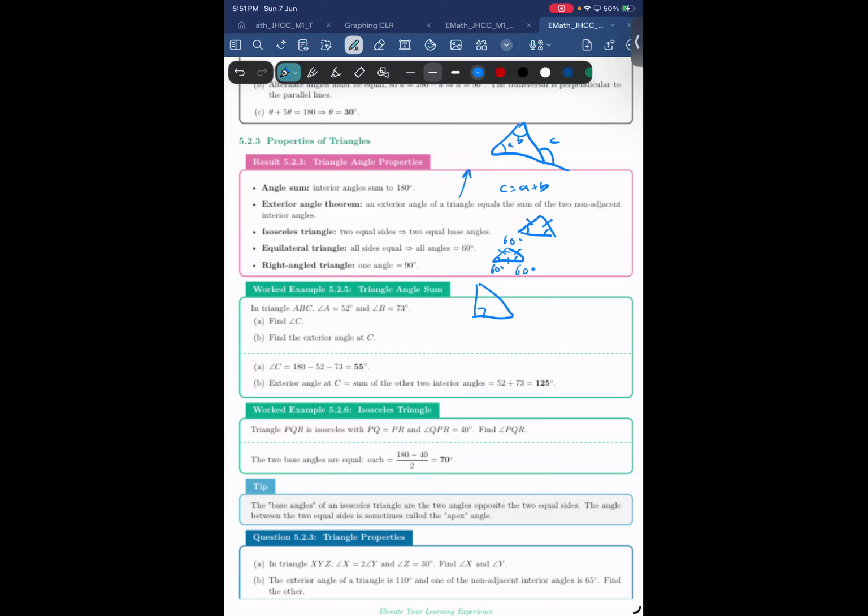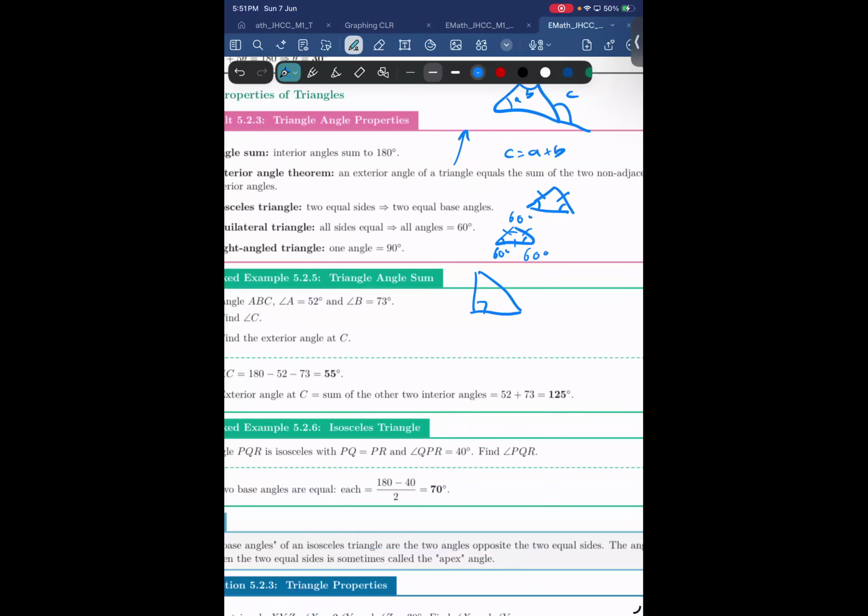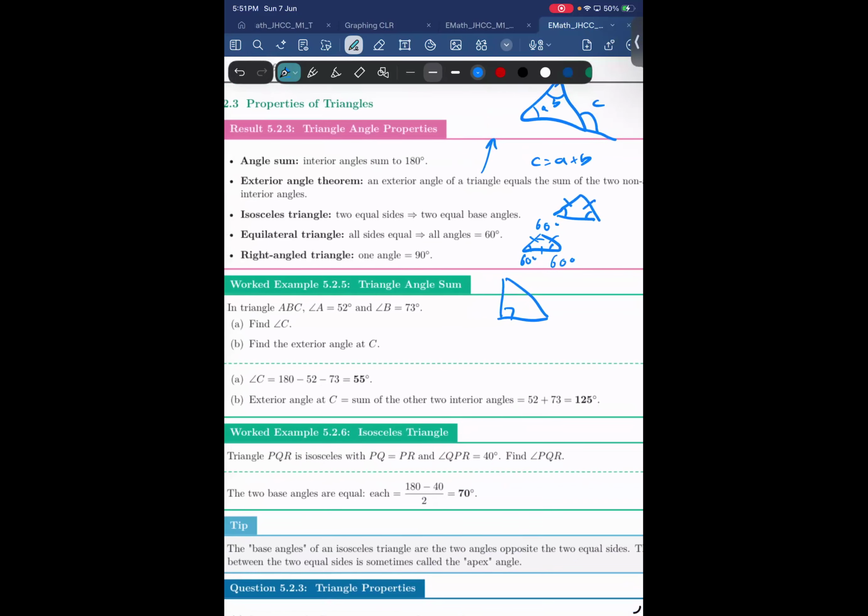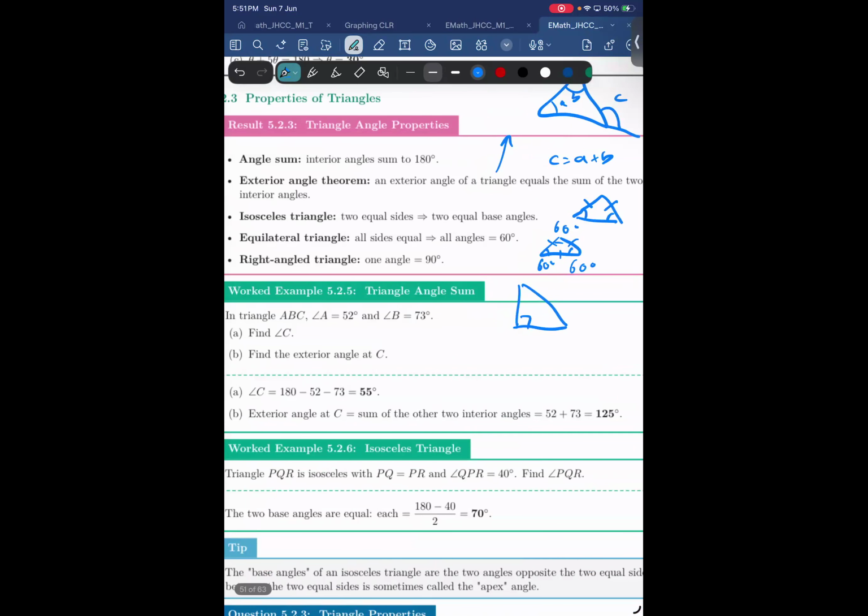Example: in triangle ABC, angle A is 52 degrees and angle B is 73 degrees. Find angle C. What this means, with this kind of notation, usually you see angle ABC, angle ABD and so on. If I draw a triangle like this, I just anyhow draw, I don't know the shape of it. Angle A means this angle has 52 degrees, angle B is 73. Then angle C is just going to be 180 minus 52 minus 73, which is 55 degrees.